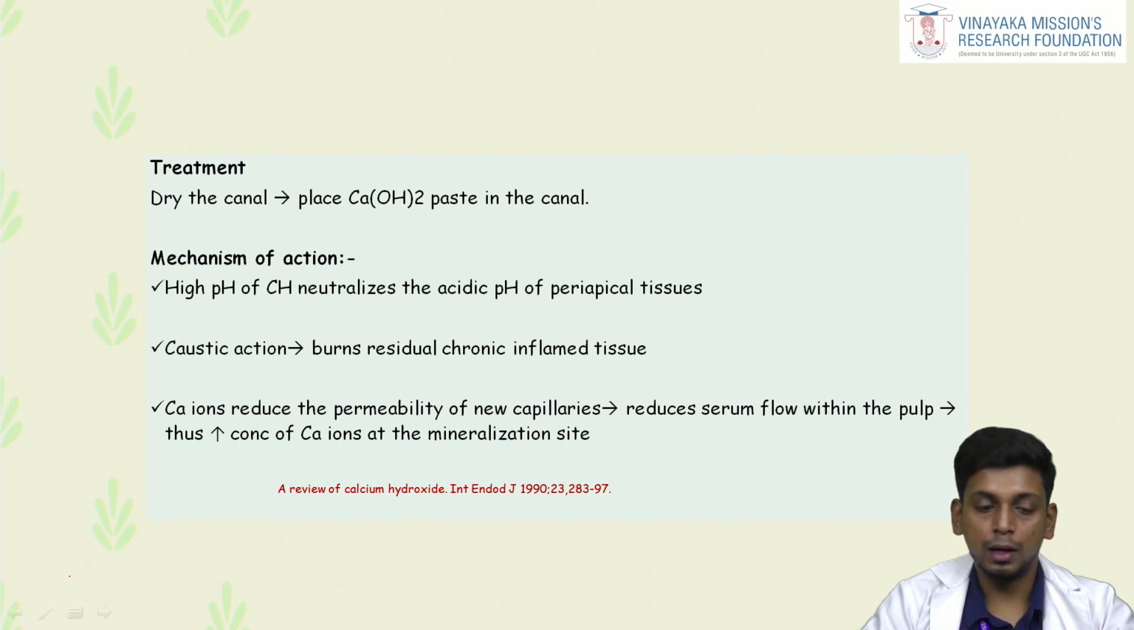Mechanism of action: the high pH of calcium hydroxide neutralizes the acidic pH of periapical tissue. The calcium ions reduce the permeability of new capillaries, thereby reducing the serum flow within the pulp, thus increasing the concentration of calcium ions at the mineralization site.